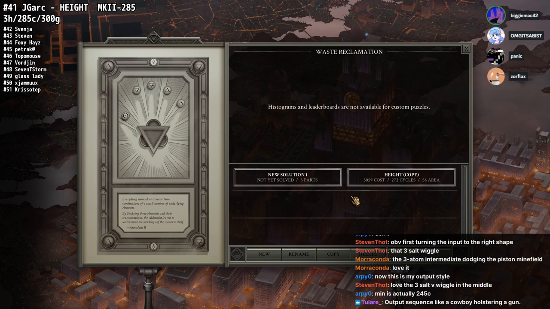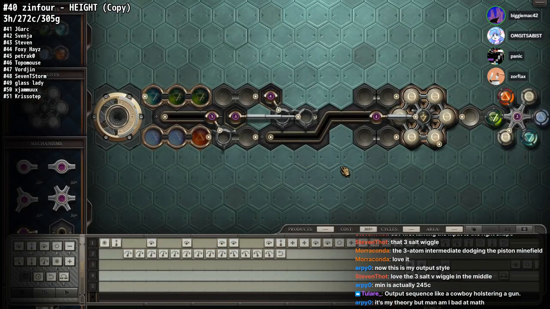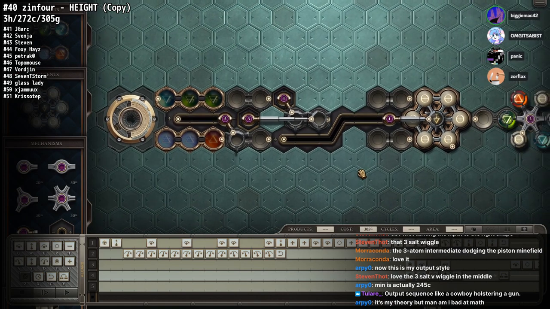I love the arm 5 doing the pivots on the output. Tuller compared it to spinning a gun before holstering it. Oh, yeah. There's that one Surrender Flare solve on the Reddit that was like fastest flare in the West.